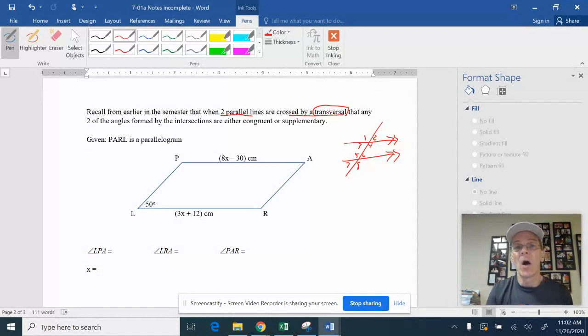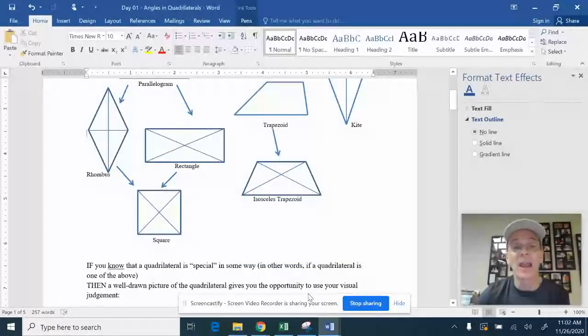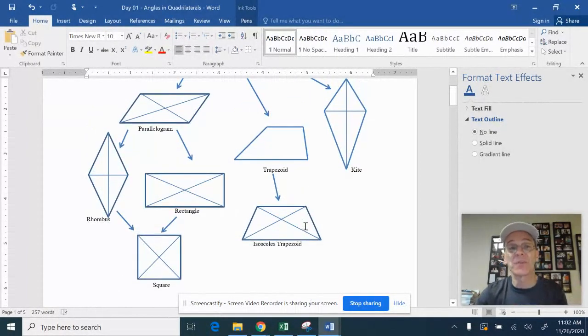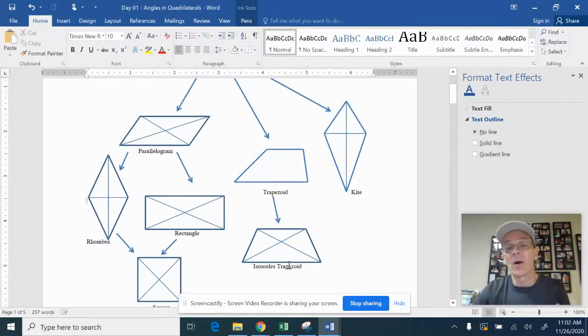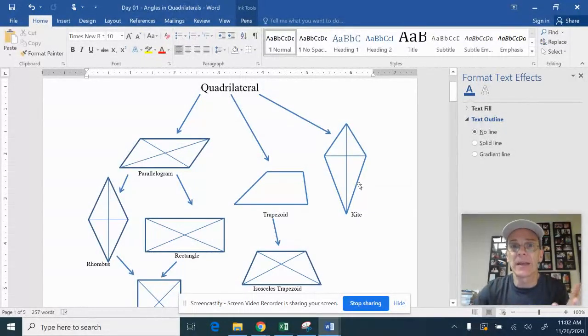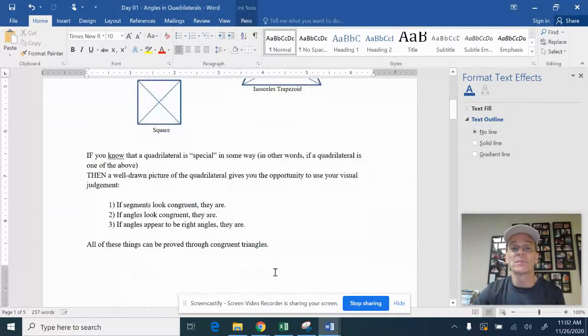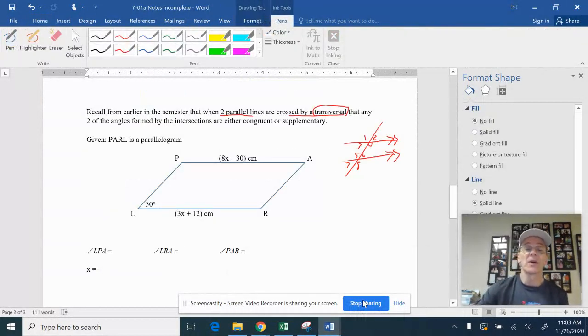Well, most of these special figures are parallelograms, meaning they have two pairs of parallel sides. That's literally the definition of a parallelogram. Rhombuses, rectangles, and squares are all types of parallelograms with parallel sides running across in both directions. Now, a trapezoid or an isosceles trapezoid has one pair of parallel sides only, and a kite actually has none. But these other 4 all have lots of parallel sides.